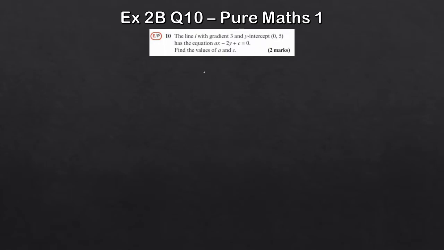What I would recommend is that you write it in a form that you are confident with. To get this A and this C, notice the A is to do with the gradient, and the C is my y-intercept. A form that we are used to, which gives us this in a nice easy format, is y equals mx plus c. So rearranging this here, we get 2y is equal to ax plus c.